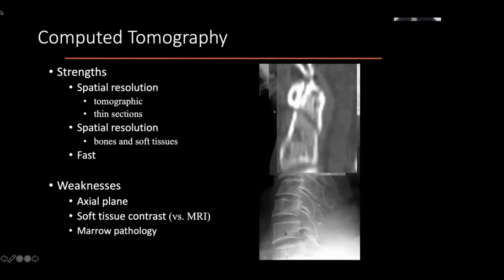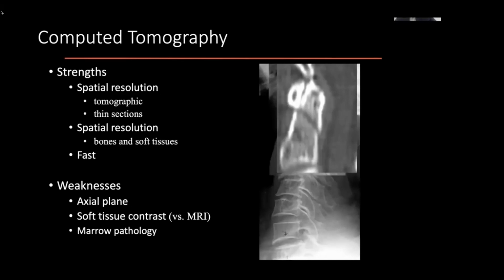And limitations. It's not as good as MRI, as we'll see, in terms of soft tissue resolution. And in terms of the spine, it's not as good for marrow as opposed to cortical bone. So in terms of evaluating marrow pathology or marrow infiltration or marrow edema, MRI really is the way to go.